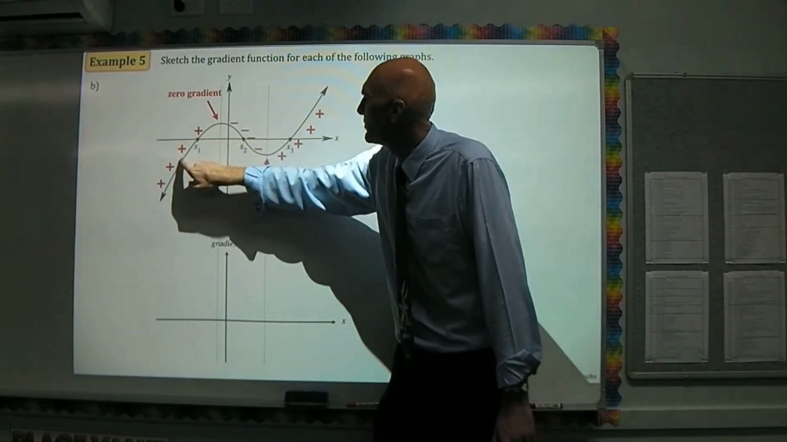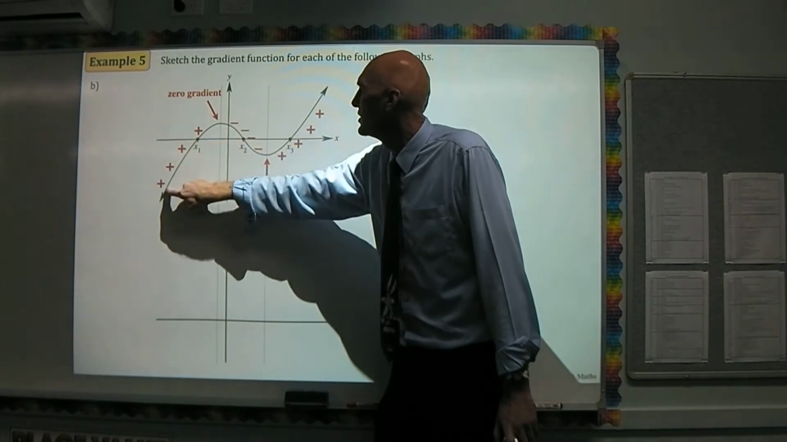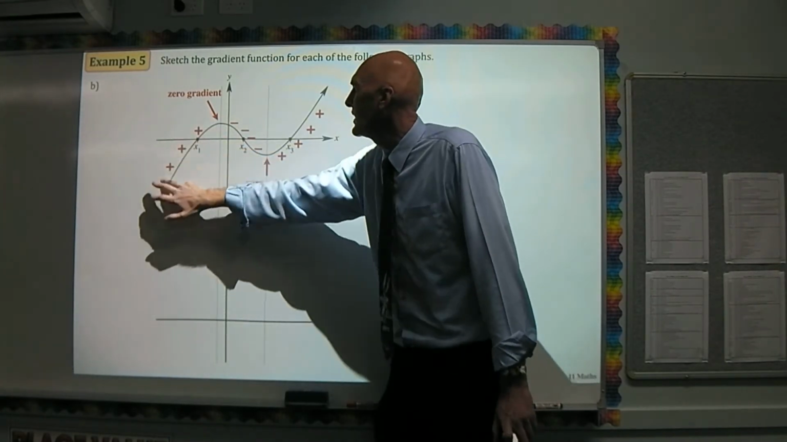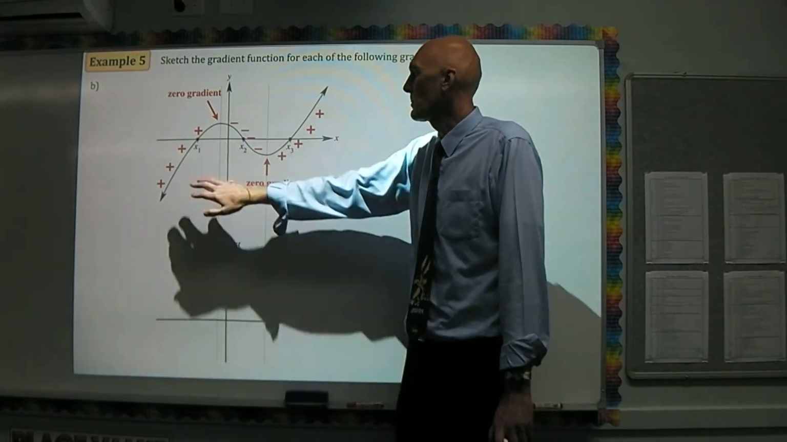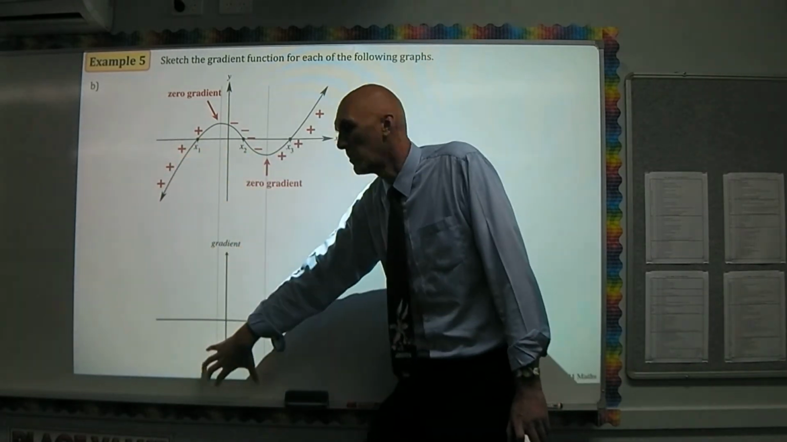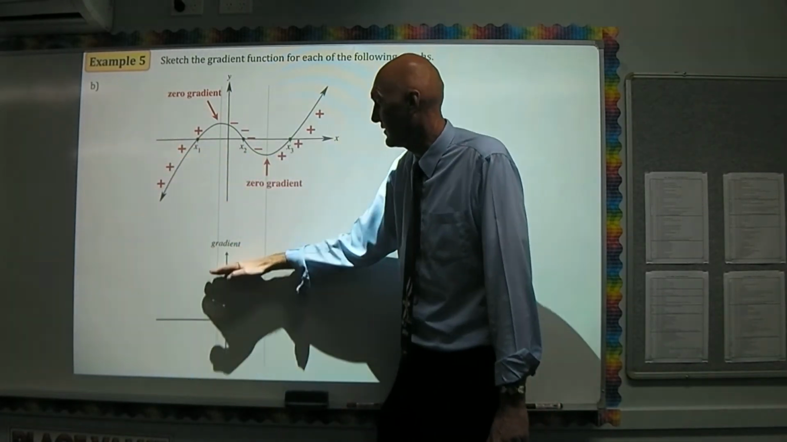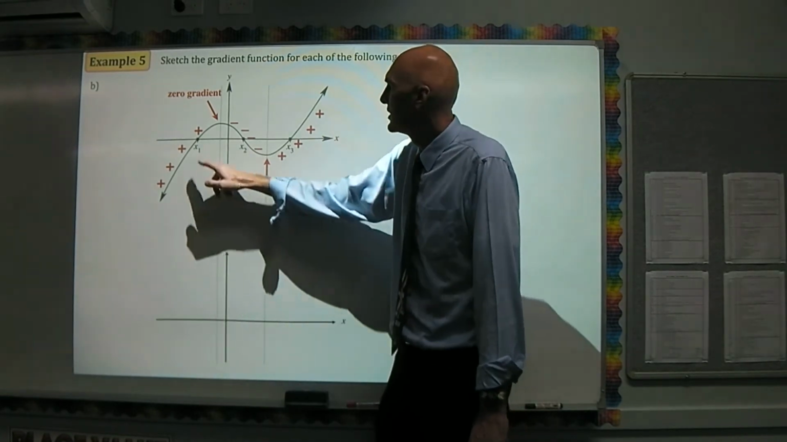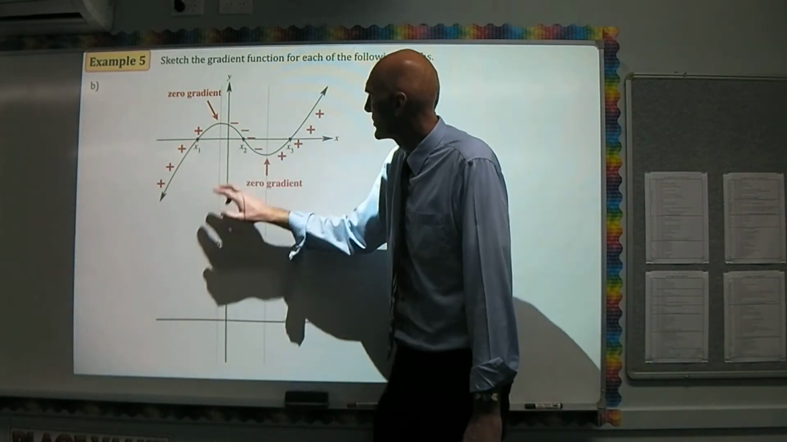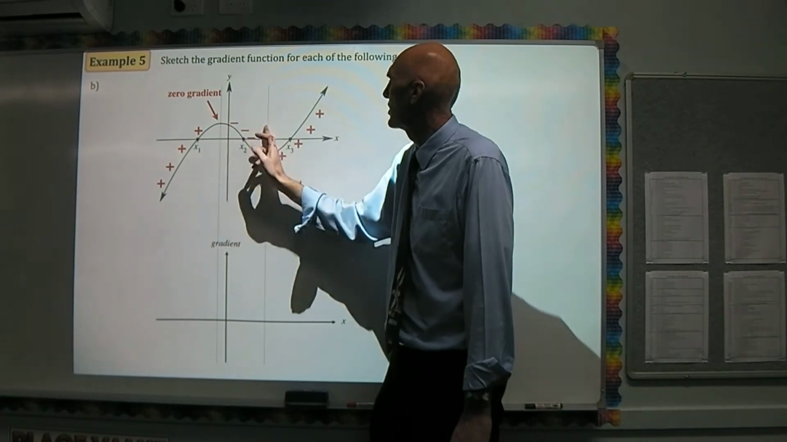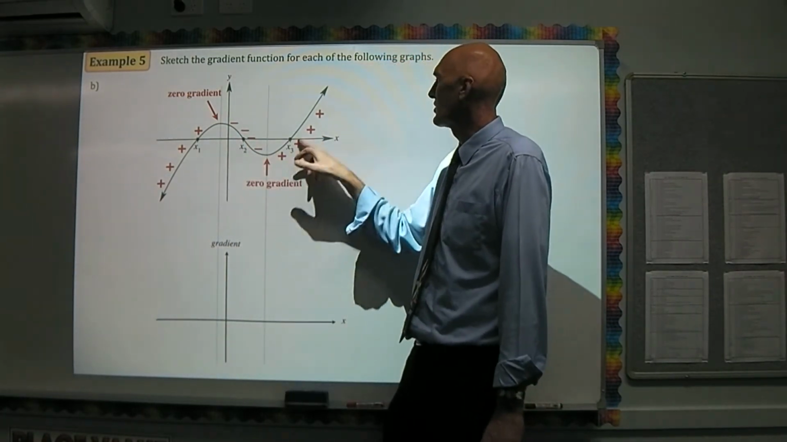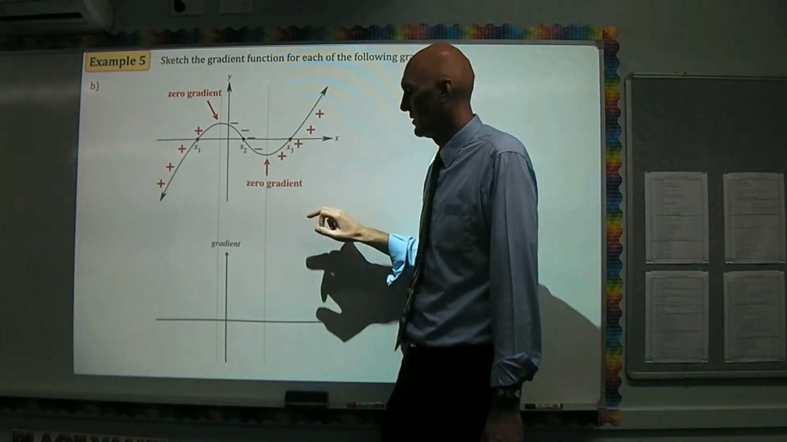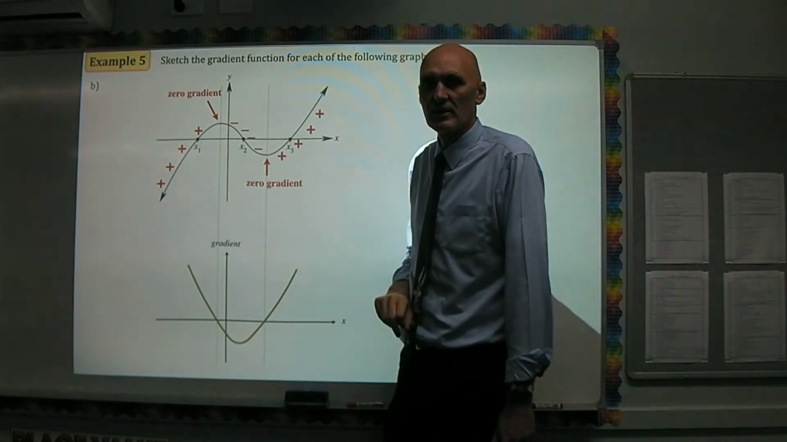To the left of my first 0 value, will my gradient graph be above the x-axis or below the x-axis? What does a plus mean? Above, because the gradient value has to be a positive value. So it's going to be above. What's it going to be between these 2 dotted lines? Below. What's it going to be to the right of the dotted lines? Above. And if we draw it in, it looks something like that.